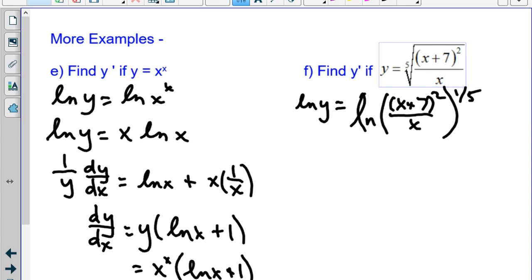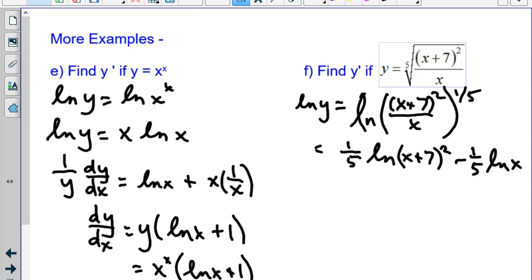So with this natural log, I can do some expanding and condensing. So I get 1/5 times the natural log of x plus 7 squared minus 1/5 times the natural log of x. I can move that 2 down, and it can become 2/5 natural log of x plus 7 minus 1/5 natural log of x.